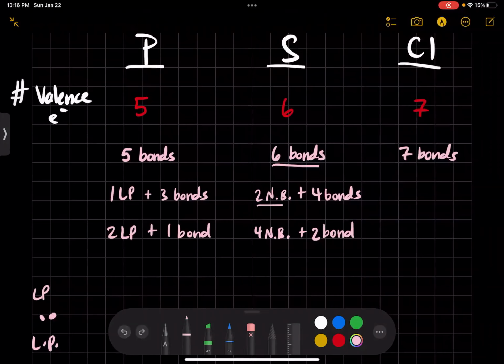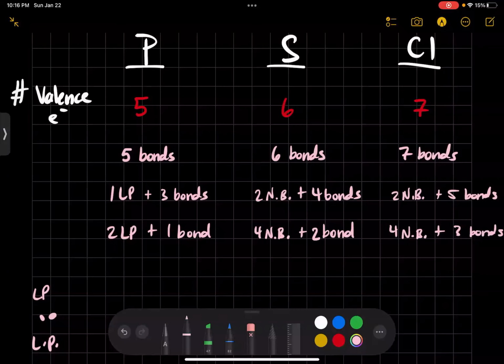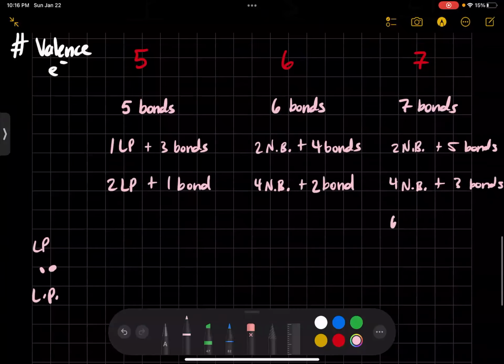What about chlorine? Chlorine can form 7 bonds, or if it has 2 non-bonding electrons, so 1 lone pair, it must have 5 bonds. What about 2 lone pairs, which is 4 non-bonding electrons? Well, then it can have 3 bonds. And now what if I give chlorine 6 non-bonding electrons? It can still have 1 bond.